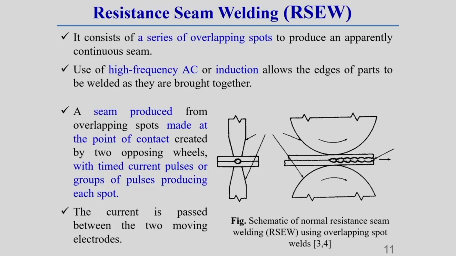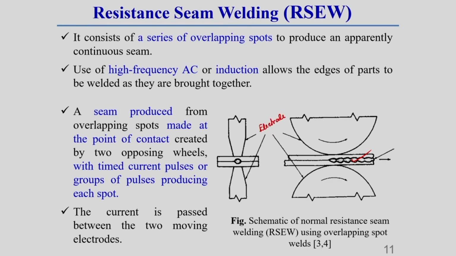Now, I will discuss in detail the different types of resistance welding techniques in subsequent slides. First of all, I will discuss resistance seam welding. Here you see resistance seam, we know that it consists of a series of overlapping spots. Here you can see this is a series of overlapping spots, which is generally used to produce an apparently continuous seam. Here I am just labeling this setup, then it will be clear to you. It generally contains 2 roller type electrodes. Okay, you see these are called electrodes.